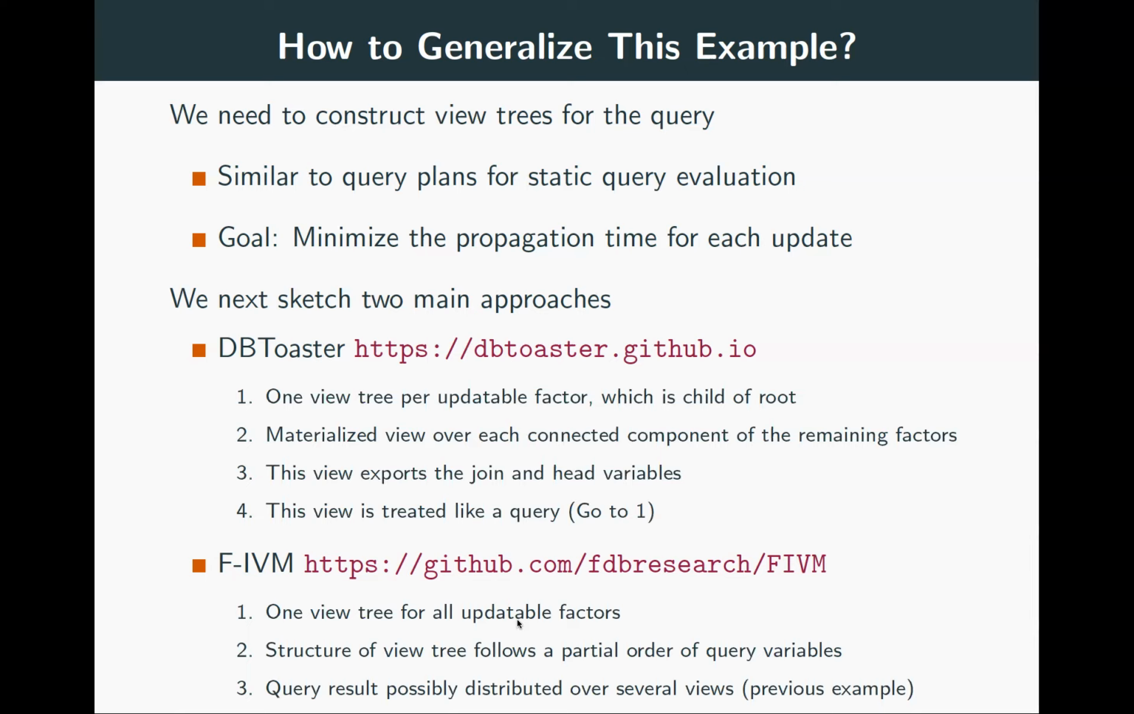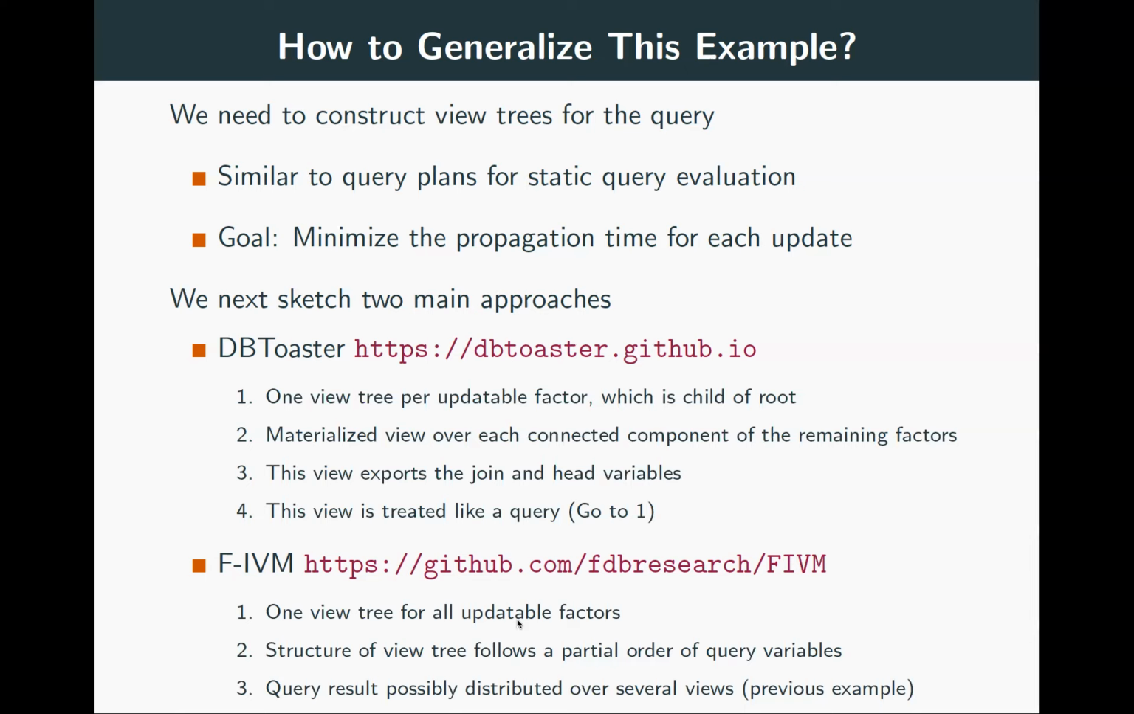that for all updates, similarly to the previous example you've seen, we use a single view tree. In contrast, DB Toaster will use different view trees for different updates, and then the number of views may increase a lot. This actually jeopardizes even asymptotically the complexity, it turns out. But the structure of the view tree will follow such a partial order on the variables, as Grace pointed out. So it is just a one-to-one mapping afterwards. And the query result will possibly be distributed over several views, as I mentioned before, in order to acquire this nice result on the enumeration delay.